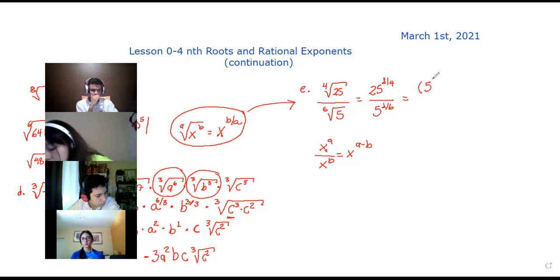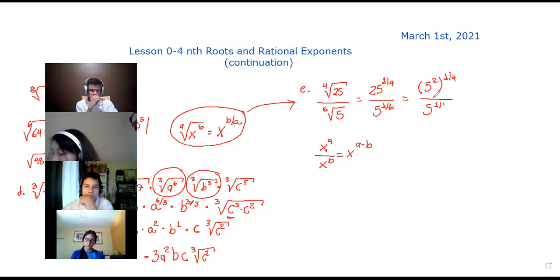5 to the square. You already know that 5 squared is 25. You should know that. To the 1/4 divided by 5 to the 1/6. Why did I do this? Because I need both powers to have the same base.